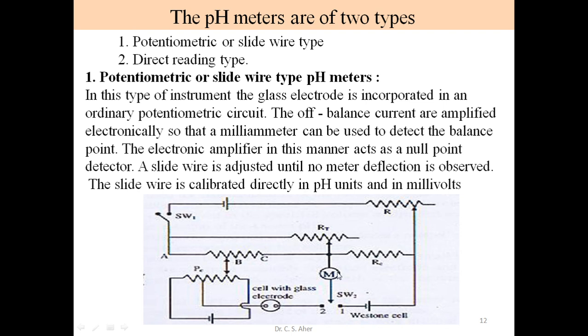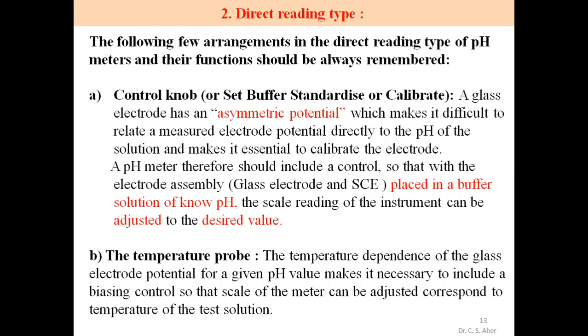This is the meter which shows the deflections. This is the type of pH meter in which the potentiometer or slide wire is used for adjusting the resistance. This is the point at which we standardize. We have this equal point at which we standardize our cell, that is the potentiometer.